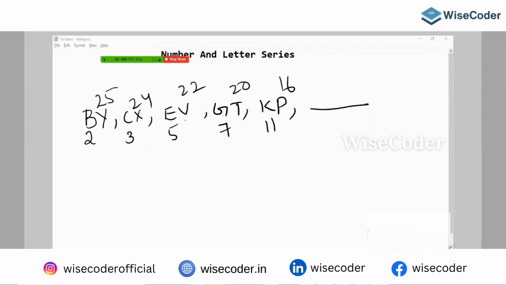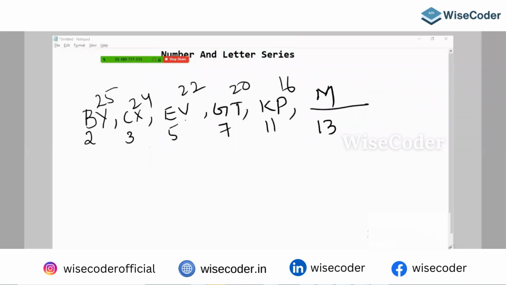2, 3, 5, 7, 11 are what? They are prime numbers, no? So what is the next prime number? 13. What is the 13th letter? M. Now 25, 24, 22, 20, 16: there is no specific pattern.